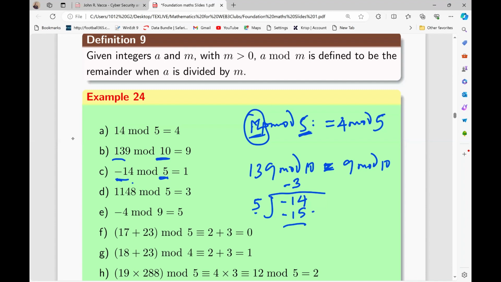Subtract the one at the bottom from the one above. When you do that, you get 1. This is just normal division. We know that 5 goes into negative 14, negative 3 times.